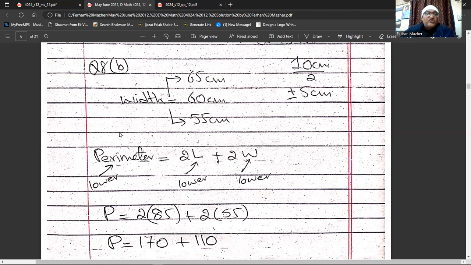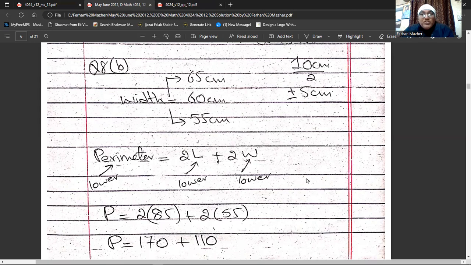They have asked us the question on the perimeter. The perimeter is 2 length plus 2 width of the rectangle. And because you want the lower bound of the perimeter, it means the length's lower bound will be used and the width's lower bound will be used, because the perimeter is found by the addition of 2 length and 2 width. So its lower bound is required. This is the logic. So length's lower bound is 85, width's lower bound is 55.